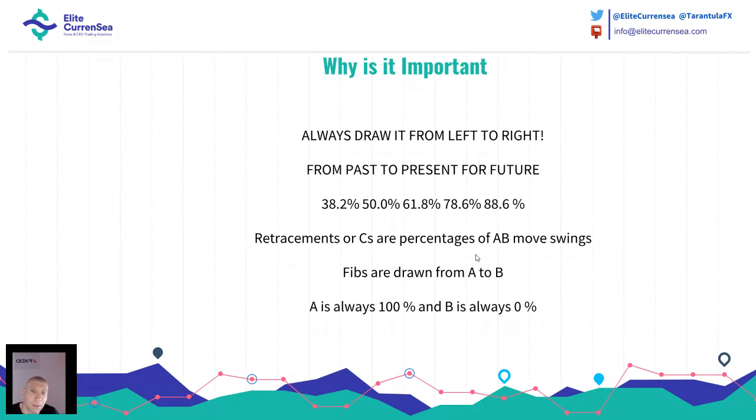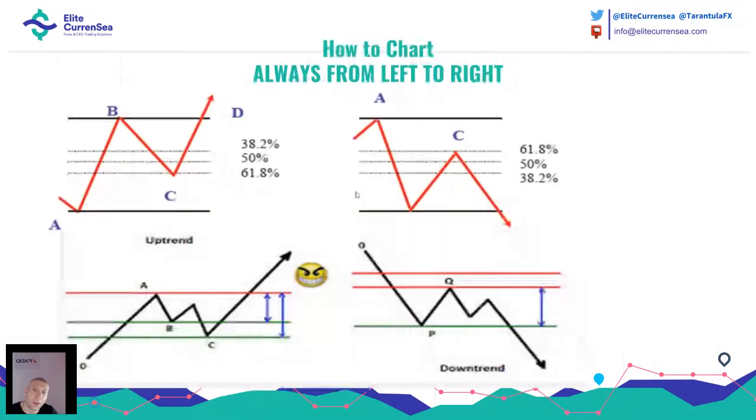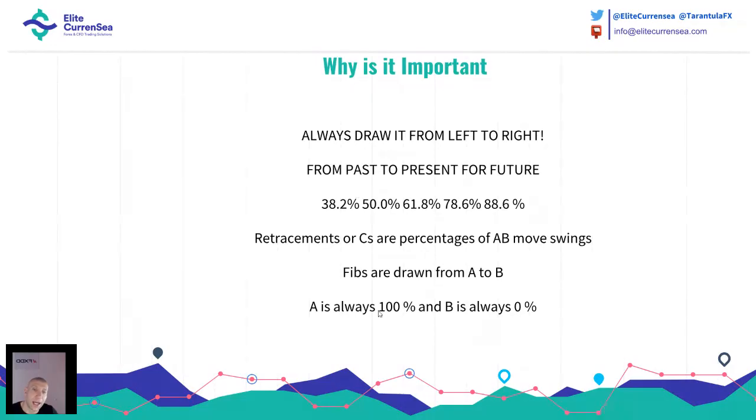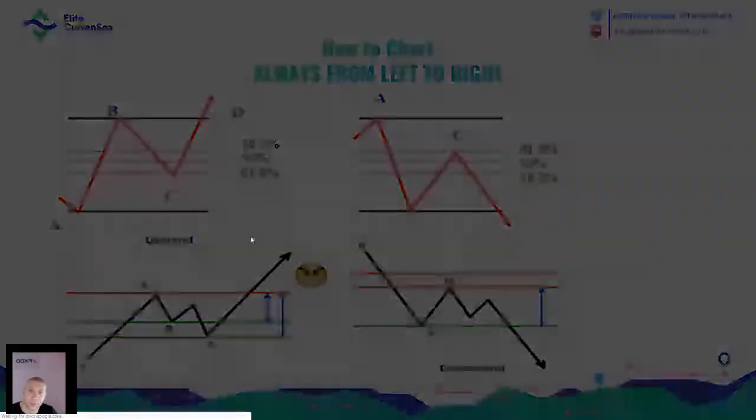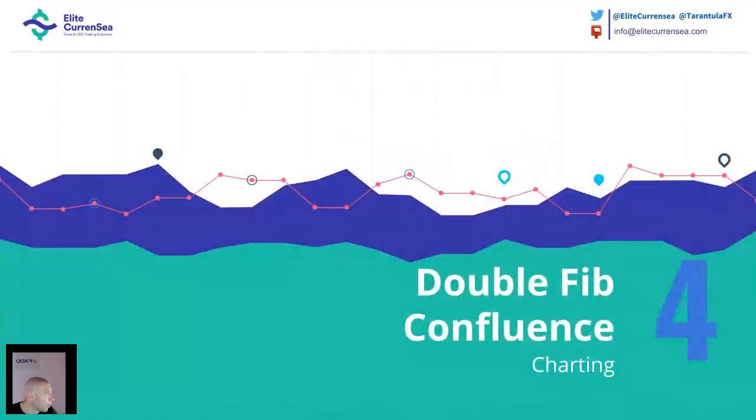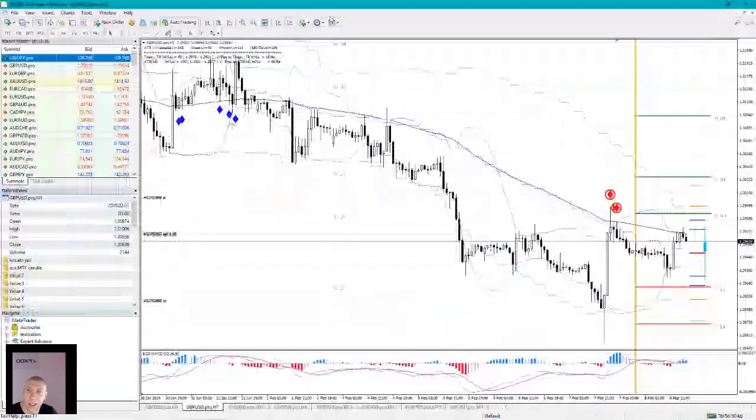Retracements or Cs are percentages of A, B move swings. Fibs are always drawn from point A to point B. Okay, and A is always 100%, B is always 0%. A, B, A, B. Okay, that is very important. Now, before we start with double Fibonacci confluence, let's go with, for example, charting here.